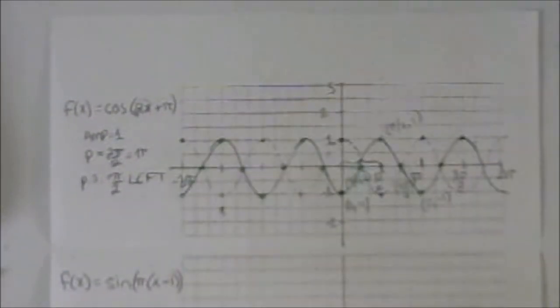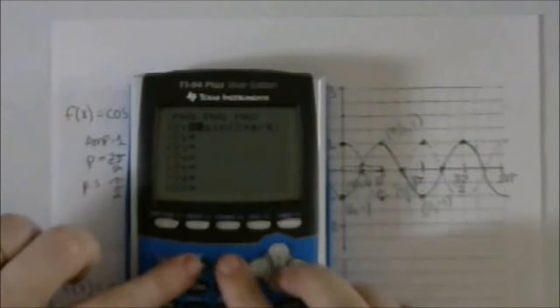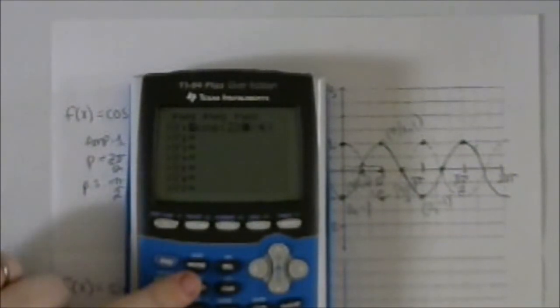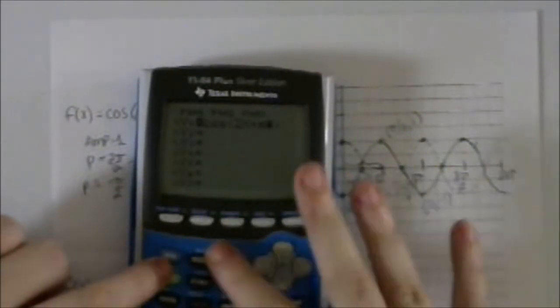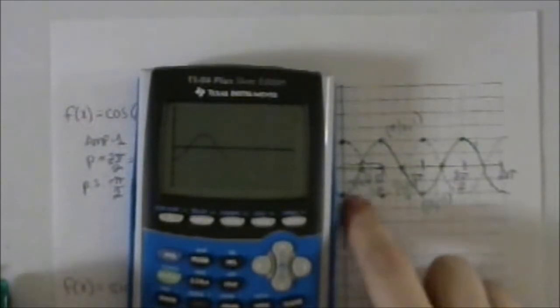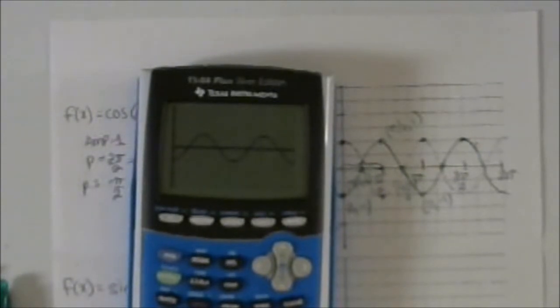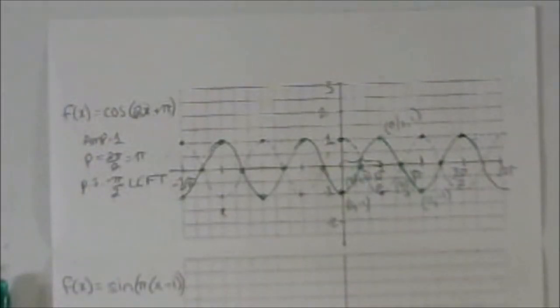One thing that I did not do with this example was plan ahead. So hopefully when I graph this with my calculator, I'm going to see that I graphed it correctly. 2x plus pi. Same scale as before. And you can see it matches. We've just graphed an example using both a period change and a phase shift. Let's do a fun example next.